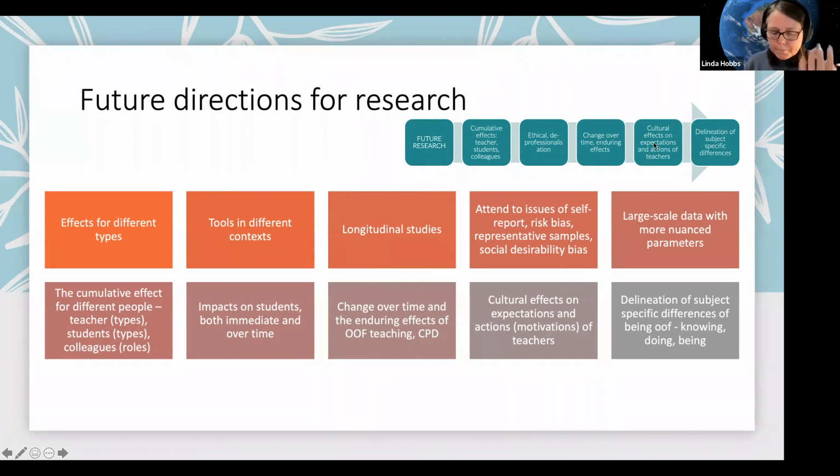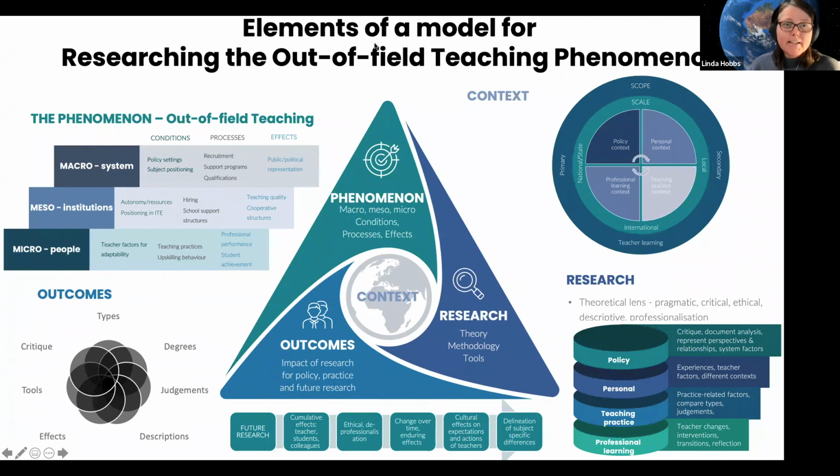So what the predominant culture expects and how that impacts on out of field and how teachers engage with professional development. And then I think we need to start much more delineation of subject specific differences. What's different about being out of field in different subjects? So to my mind, some of these things came from things that I think are important and that are so far not really dealt with in the literature. So we can bring all that together in this very messy diagram.